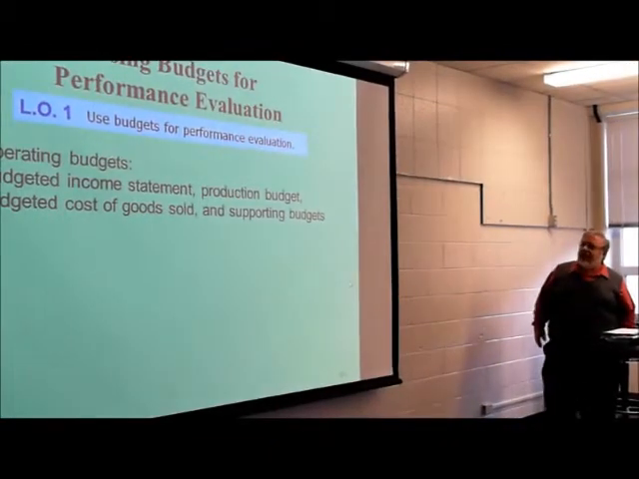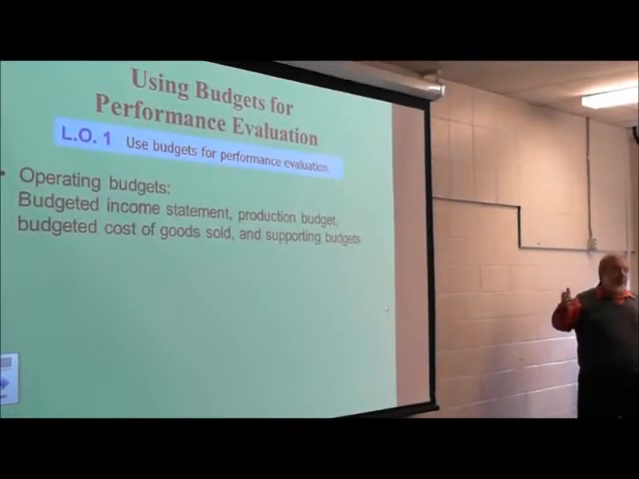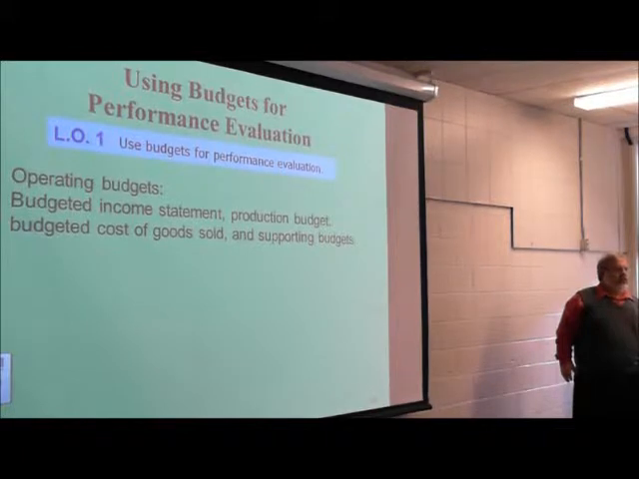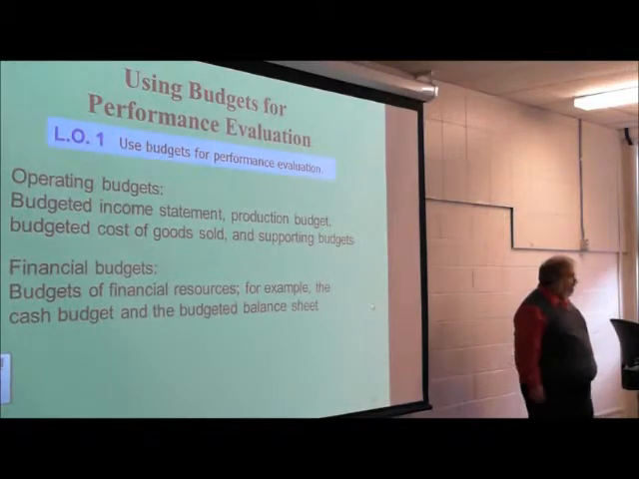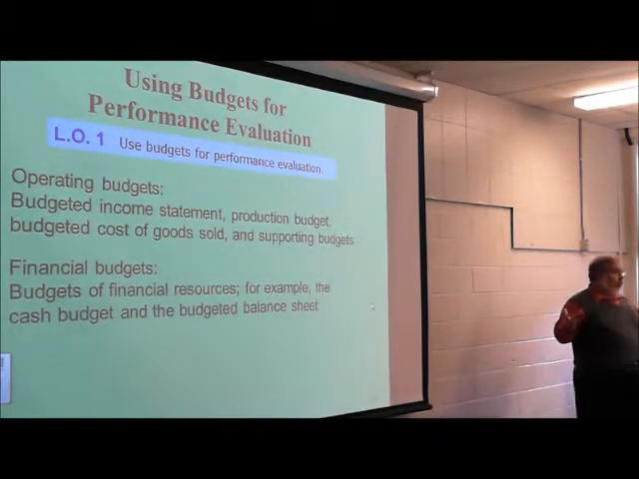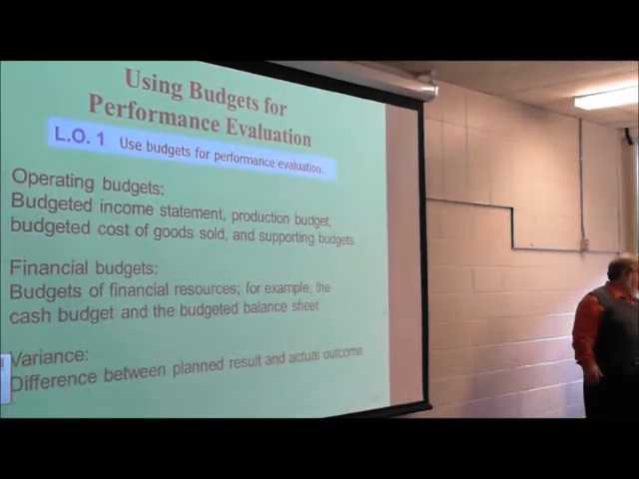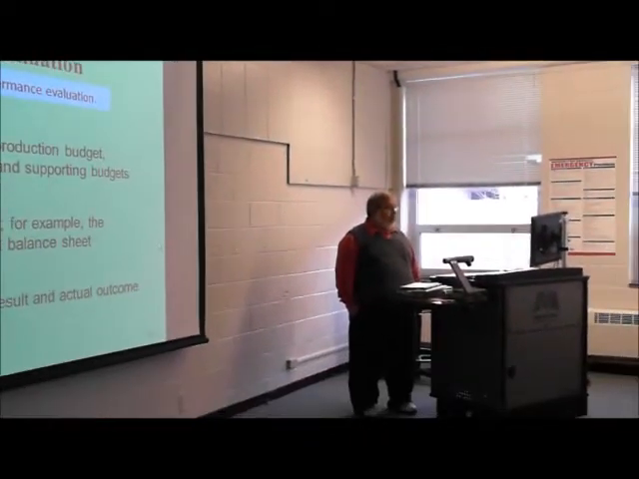Again, our operating budgets. Remember, we have budget income statements, production budgets, cost of goods sold budgets, supporting budgets, direct materials, labor, overhead budgets. All those good things y'all love doing and coming up with. Right, Alexis? So they do a lot of that. And of course, financial budgets, again, cash budget, balance sheet, and all that. Again, we can use any of those budgets we're looking at measuring against. Obviously, operating's going to be on a lot of it. And a variance is the difference between a planned result and actual outcome.